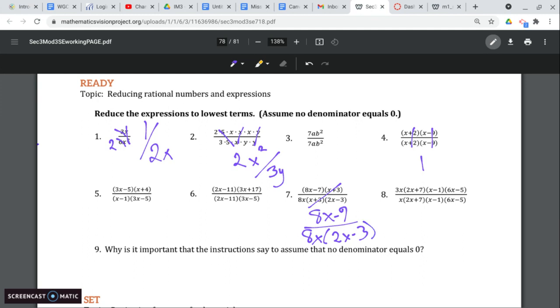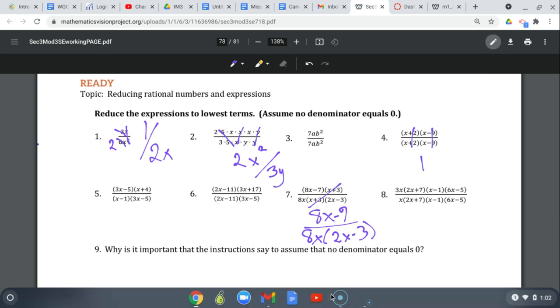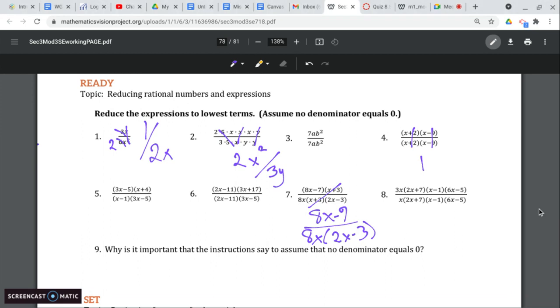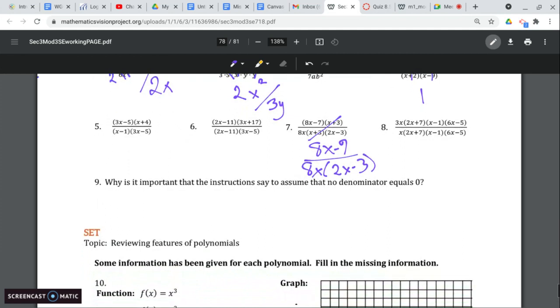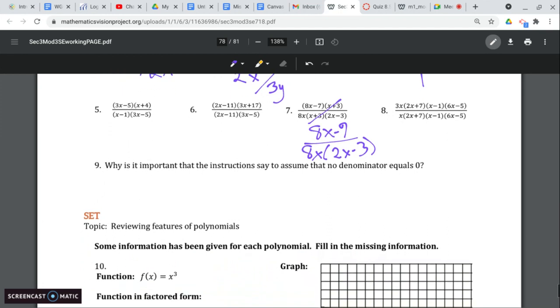If it's in parentheses, like over here, we've got 3x and 3x, but one's added 17, one's subtract 5. So we can't cancel the 3x out because it's contained in those parentheses. So looking at these, we are reducing these to their lowest possible expression. So cancel what they have in common, but make sure it's completely in common. Make sure of those negatives and positives.